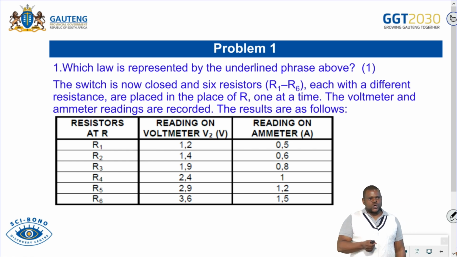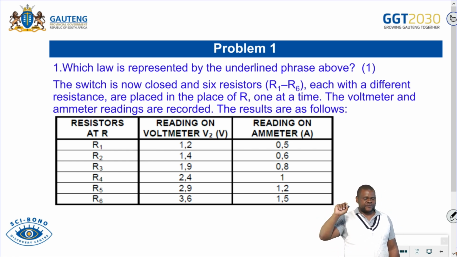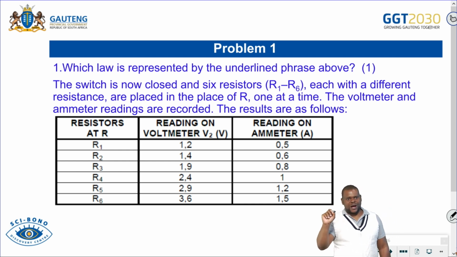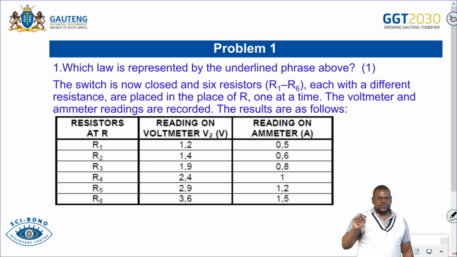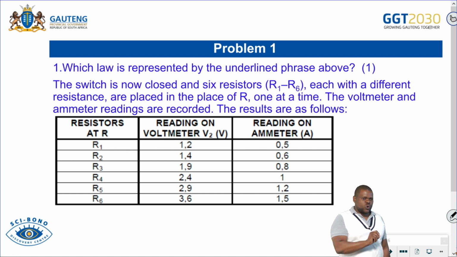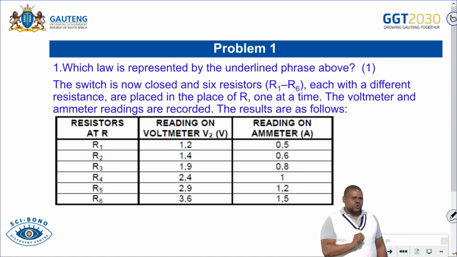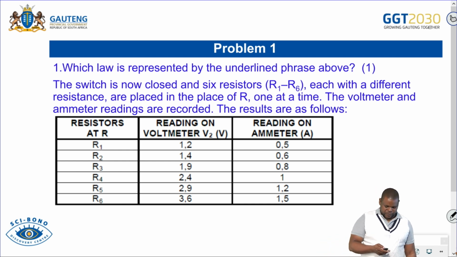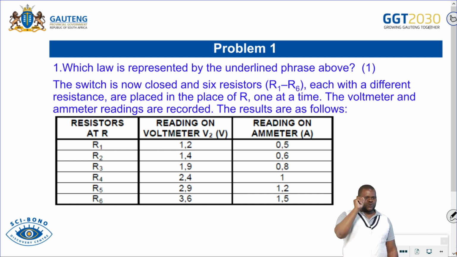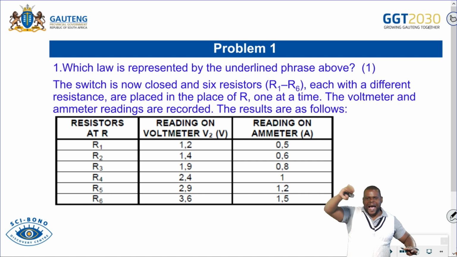Then after you've drawn that, you are able to plot the points. That means when you plot them, you make sure that 1.2 goes with 0.5. 1.4 goes with 0.6. 1.9 goes with 0.8. 2.4 goes with 1. 2.9 goes with 1.2. 3.6 goes with what? 1.5. Are we together? And then after you've plotted those points, you draw a best fit line.